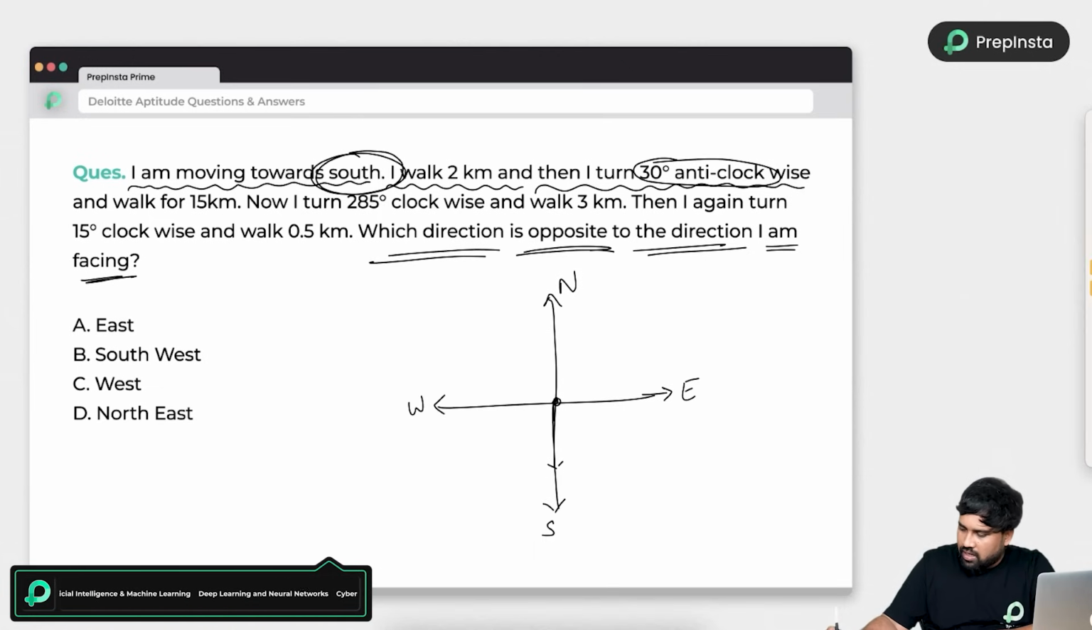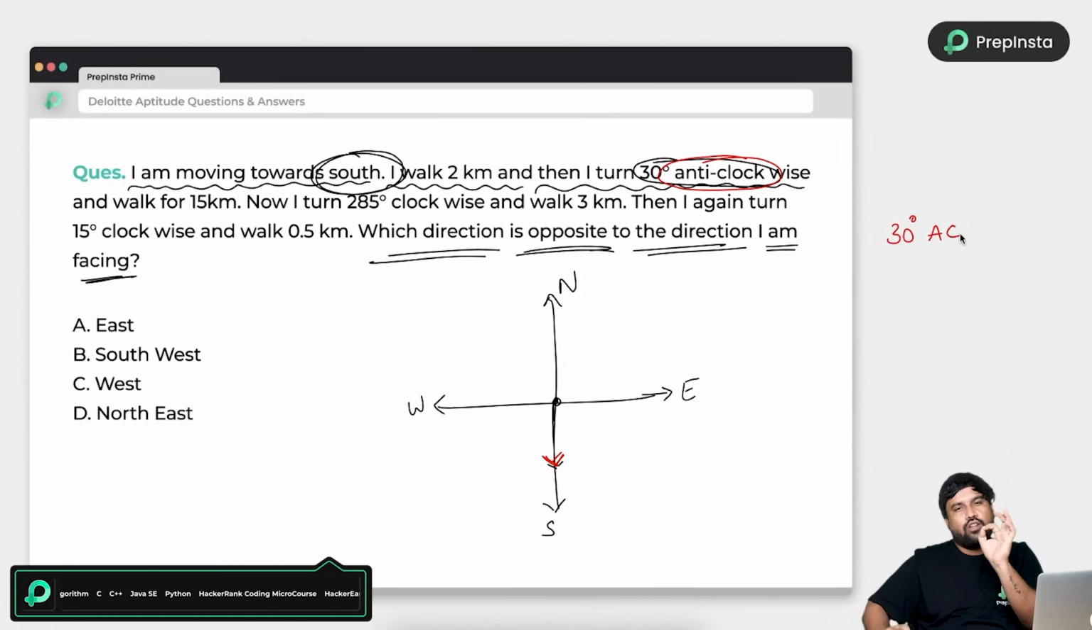So I am changing the color to understand in a better way. So this is the south direction. Then 30 degrees anti-clockwise. I will tell you the best shortcut for this type of problems.